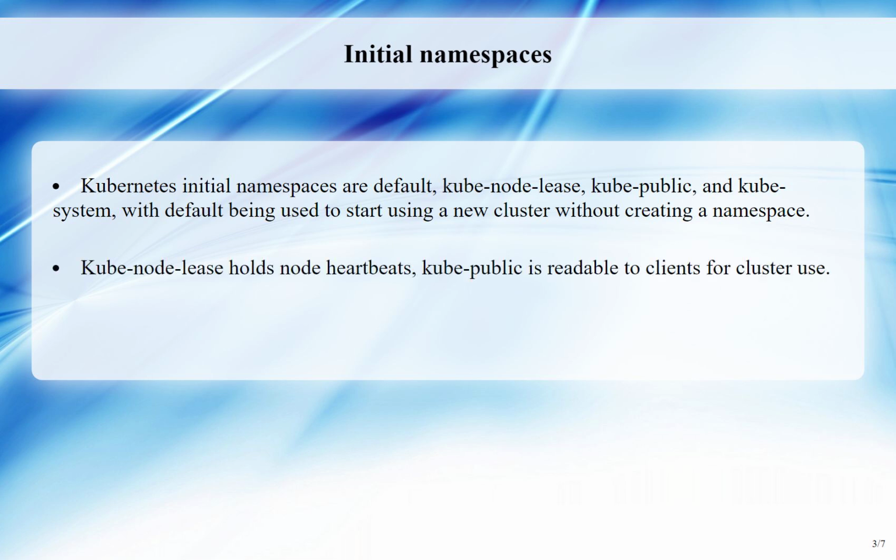The kube-node-lease namespace holds lease objects for each node to send heartbeats for control plane detection. The kube-public namespace is readable by all clients and reserved for cluster usage. The kube-system namespace is for objects created by the Kubernetes system.